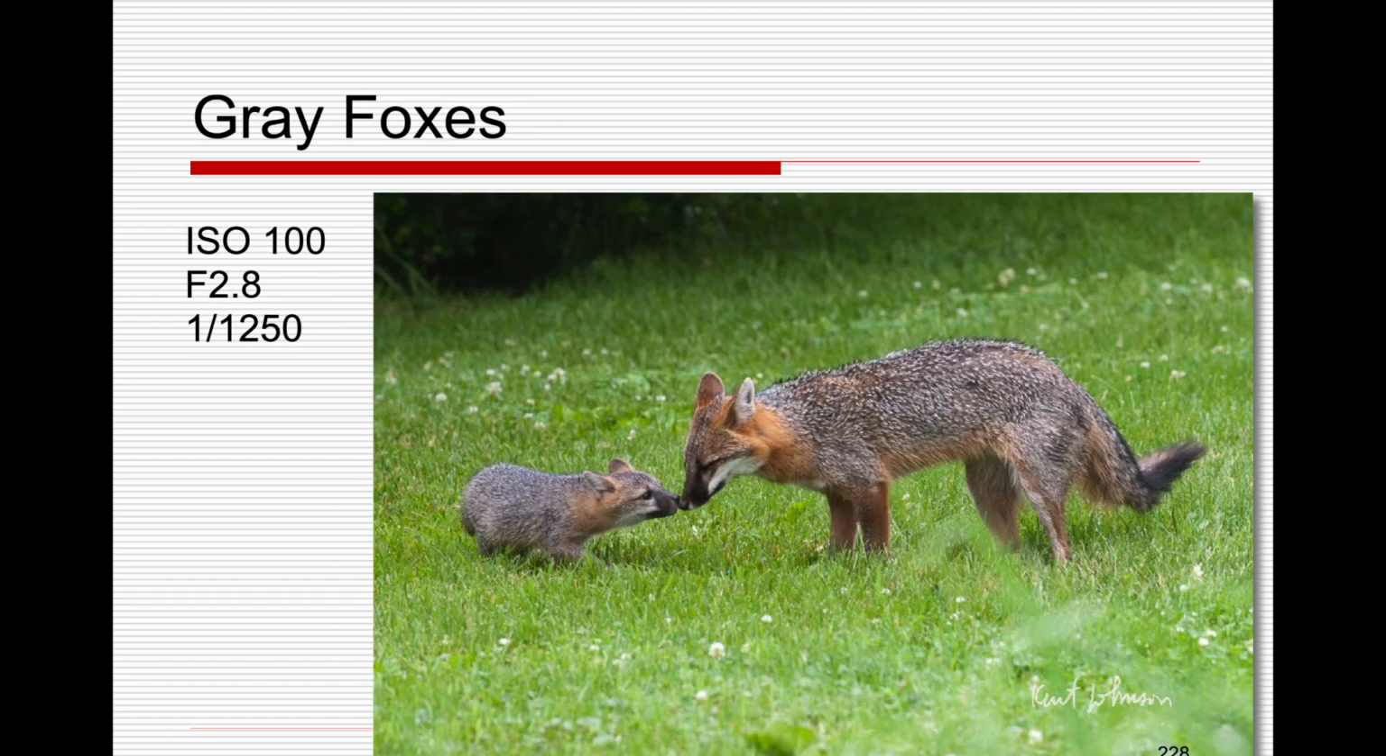We had some gray foxes living under our woodshed one year, and Daddy had just brought supper, and this is one of the little babies that came out to greet him. Now there's something in this image that bothers me, but I leave it in so that I can illustrate what I look for in pictures here.